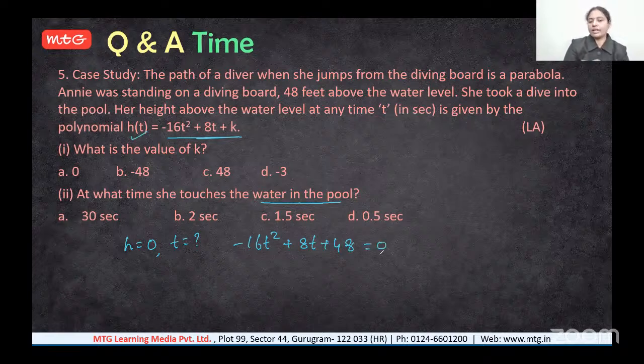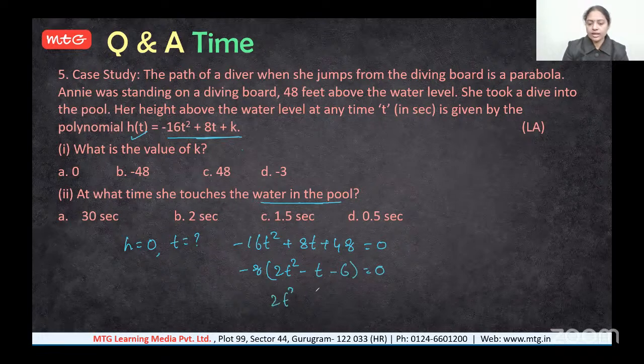So now you can remove the common factor that we have here, 8. If I take out minus 8 as common, I will have 2t square minus t minus 6 equal to 0. I have to solve this to get the t value.